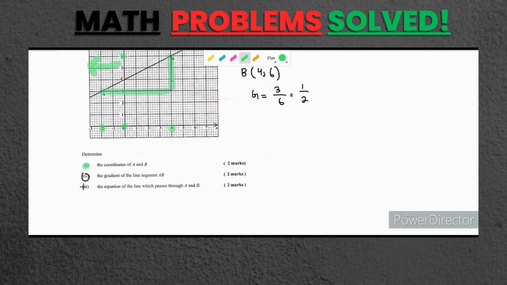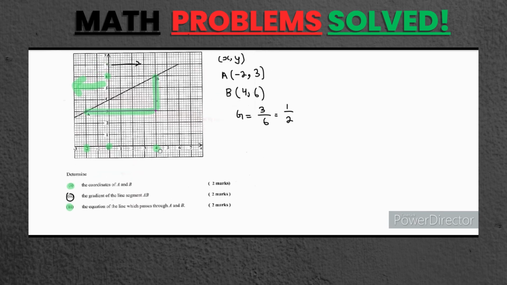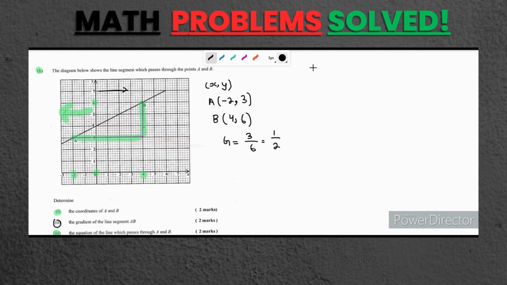Then what do we have to find in the third part? The equation of the line which passes through A and B. We have to find the equation of a line. So how will you find the equation of a line? You should know y equals mx plus b. This is the formula to find the equation of a line. Here what is m? M is actually this gradient, the slope, right? And what is b? B is the y-intercept.